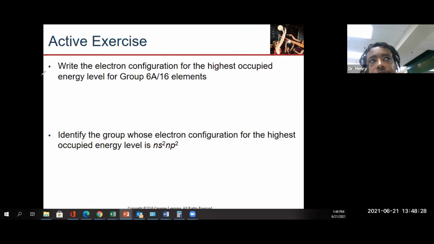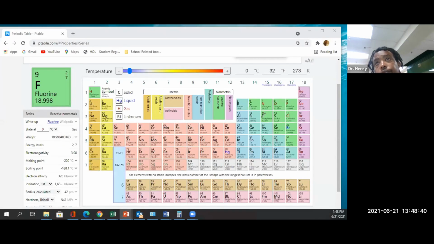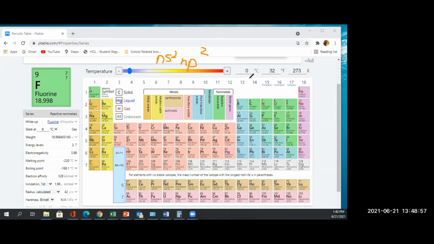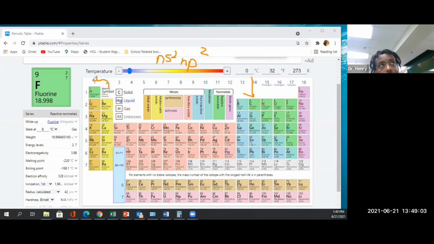Okay, second part of the question, it says to identify the group whose electron configuration for the highest occupied level is NS2 and NP2. So which group would be NS2 and NP2? Group 14. Right, group 14. Okay, because here's your 2s, so this would be 1, 2, and then 1, 2.